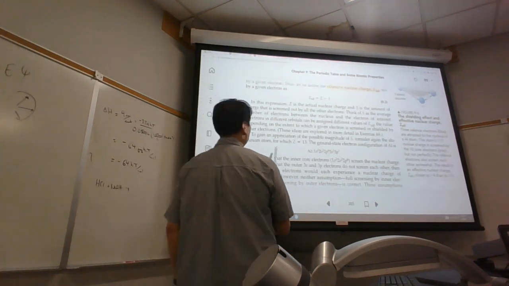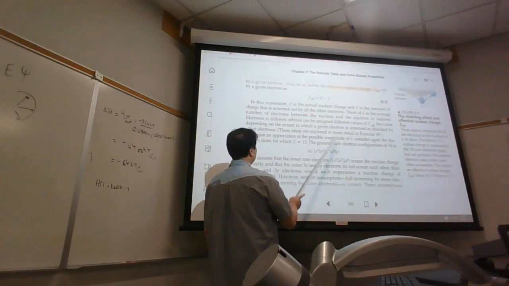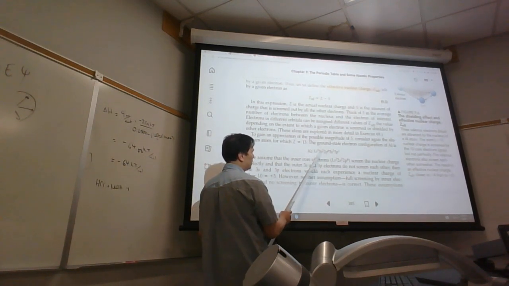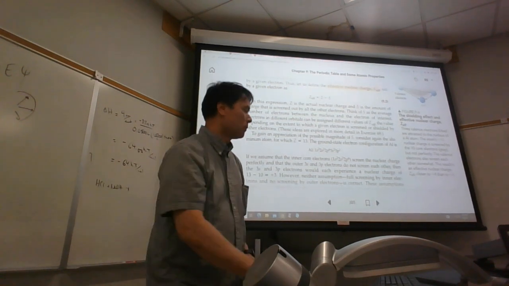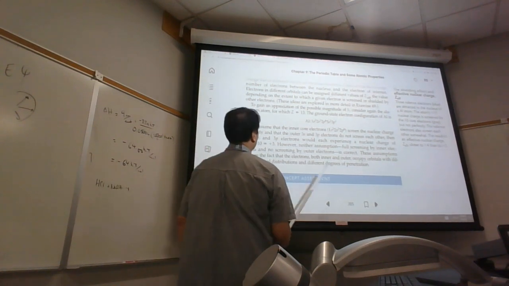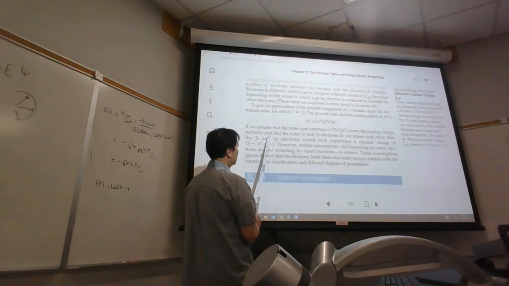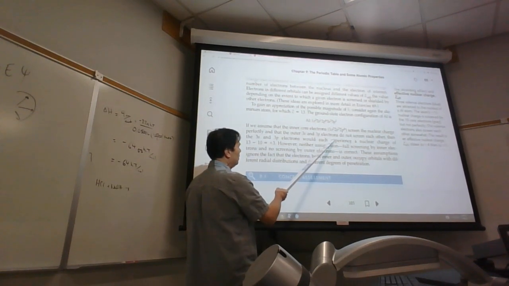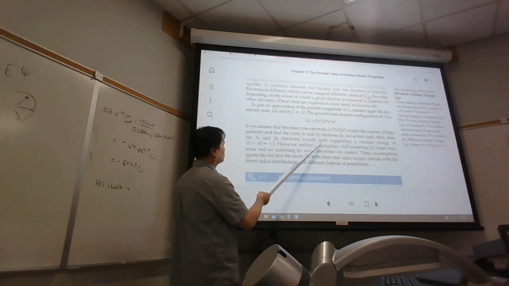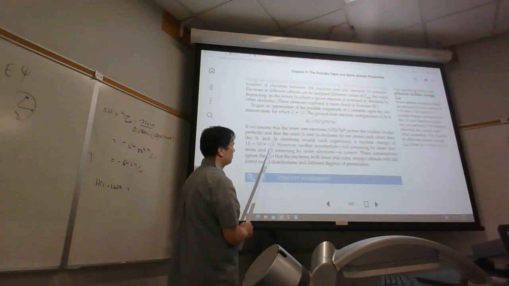To gain an appreciation of the possible magnitude of the shielding, the screening S, consider again the aluminum. And then they write the ground state. These are all the inner electrons here. If we assume the inner core electrons screen the nuclear charge perfectly, and that the outer 3s and 3p electrons do not screen each other, then the 3s and 3p electrons would each experience a nuclear charge of 13 minus 10 core electrons, which gives us plus 3.